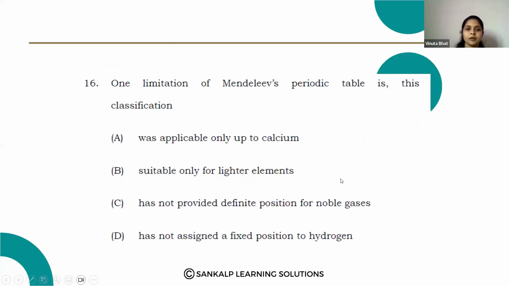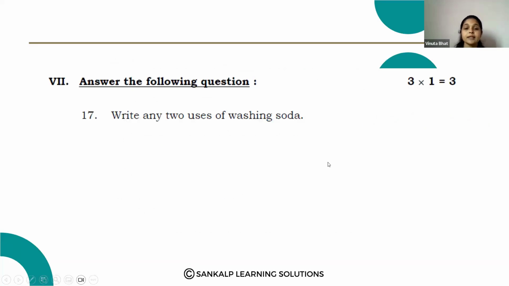Next question. One limitation of Mendeleev's periodic table. This topic is deleted, so we are not discussing the answer for this question. And write any 2 uses of washing soda. These are the 1 mark questions. Answer the following questions. 3 one-mark questions will be asked here.